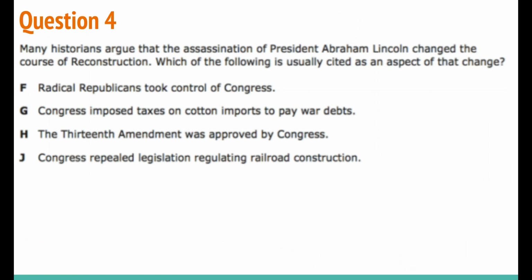Question 4. Many historians argue that the assassination of President Abraham Lincoln changed the course of Reconstruction. Which of the following is usually cited as an aspect of that change? Was it F, that radical Republicans took control of Congress? G, Congress imposed taxes on cotton imports to pay war debts? H, the 13th Amendment was approved by Congress? Or J, Congress repealed legislation regulating railroad construction? Right? What happens after Lincoln's assassinated? F is the correct answer.